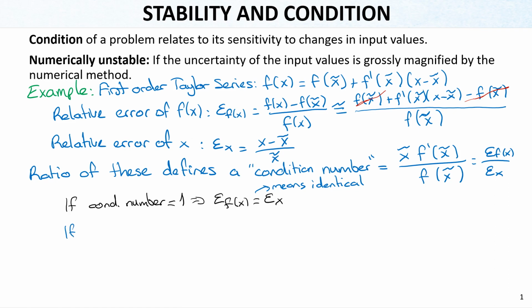Otherwise, let's write with the black color. If the condition number is greater than 1, then that means the relative error is magnified.